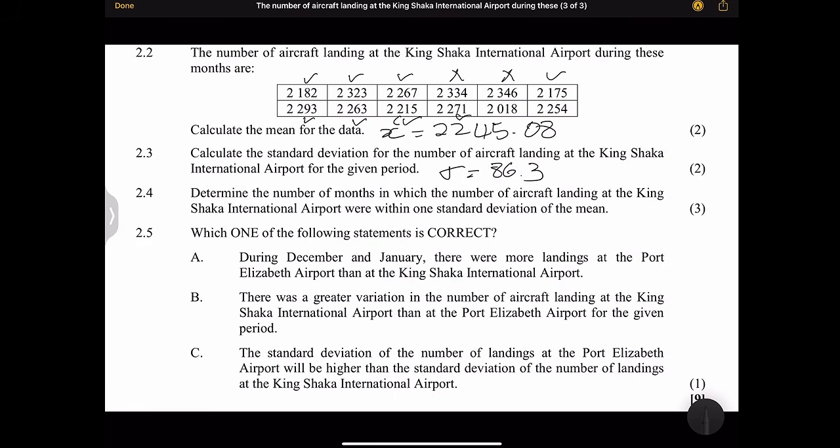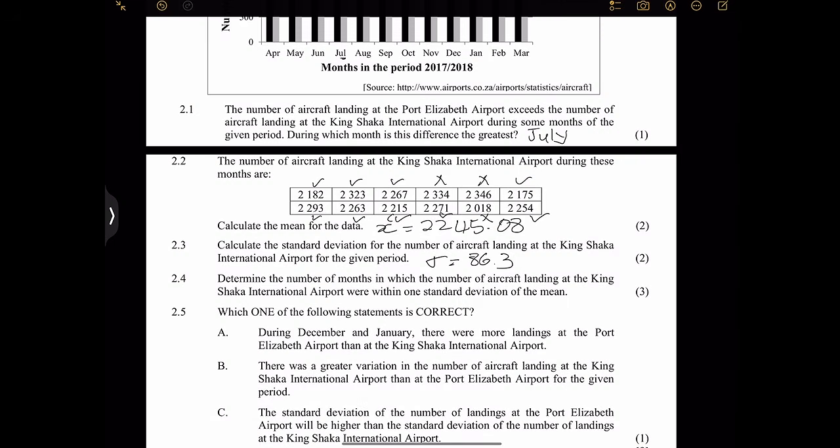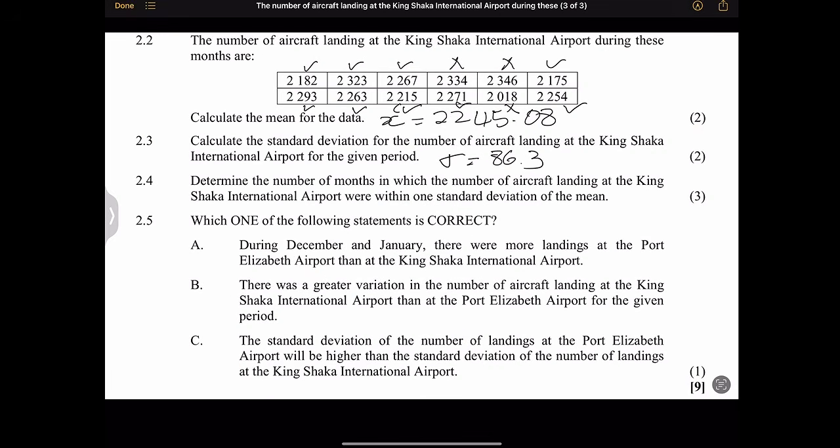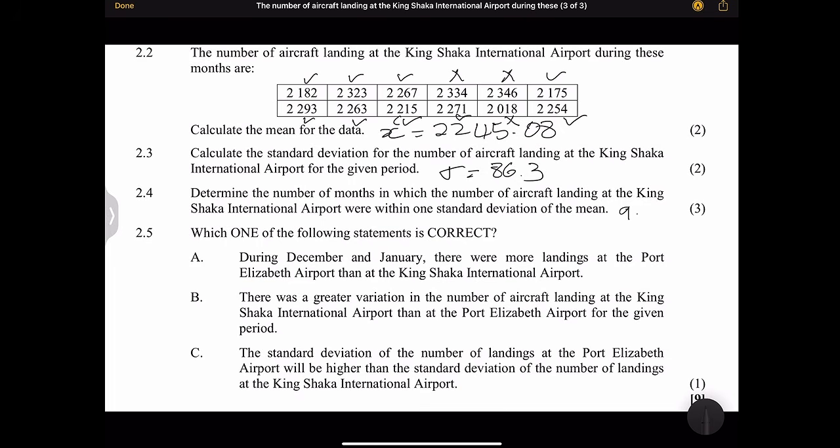And 2, 0, 1, 8, nope, it is not. And then 2, 2, 5, 4, definitely within. All right, so I see it's actually 9 months in which we are within one standard deviation. So in that case, that would be 9 months. Hope that makes sense to you.